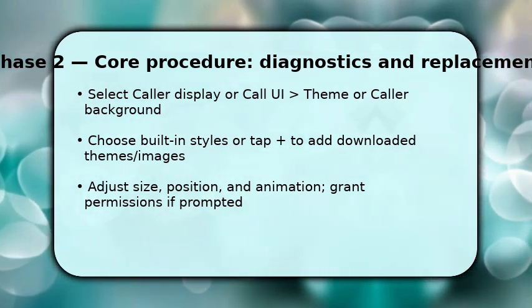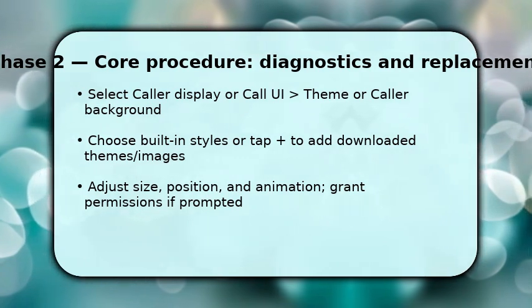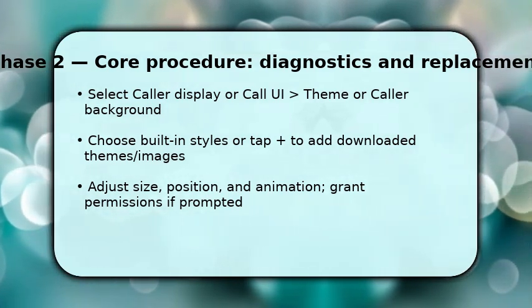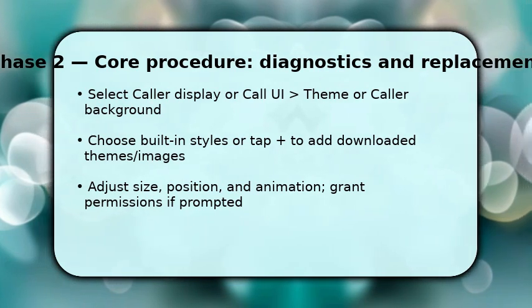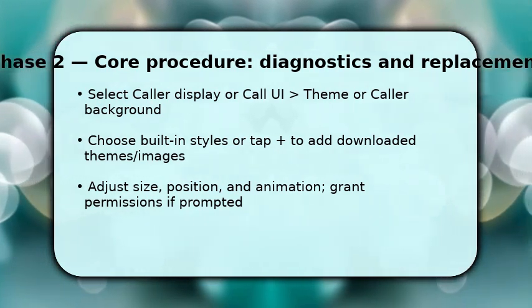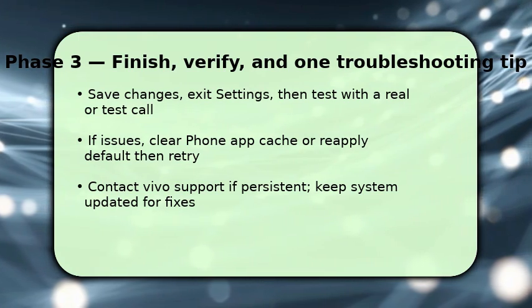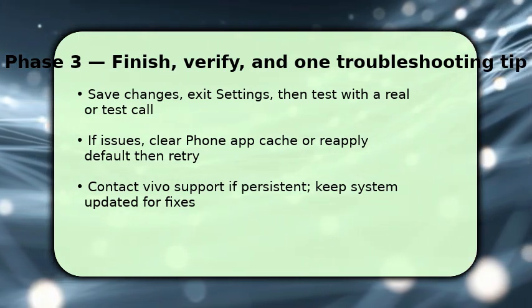Make sure to enable any requested permissions, storage or gallery access, so the file displays. After adjustments, preview an incoming call to confirm how it animates. You finish by saving the new call screen and testing it with a live call or simulated test.